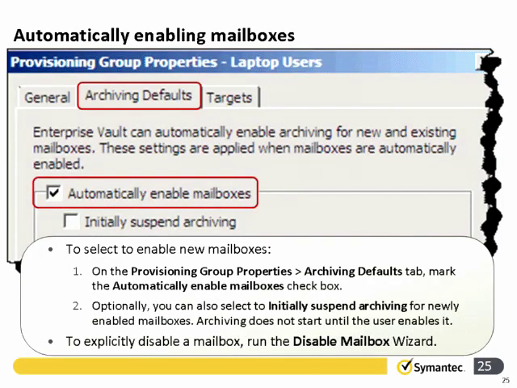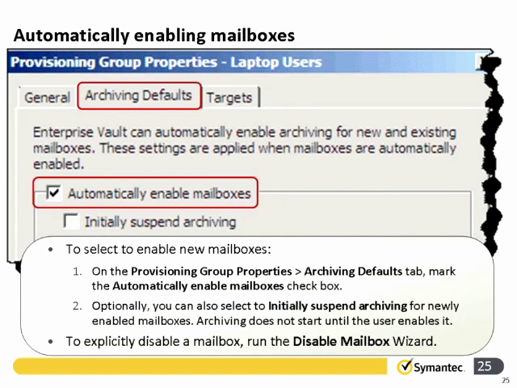If you did set up the provisioning group properties, for this particular example, we're looking at the laptop users group on the archiving defaults. Also, you've got the option to automatically enable the mailbox, but also the option to initially suspend archiving. We haven't shown it anywhere, but we also have a disable mailbox wizard.